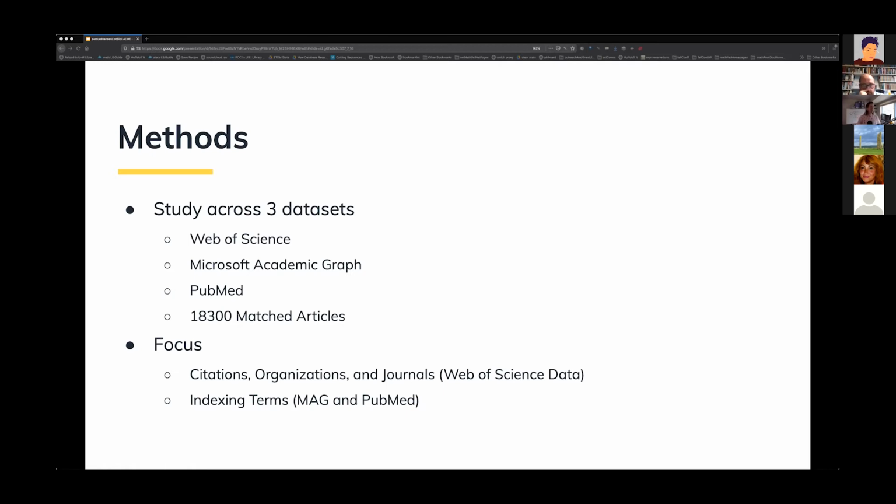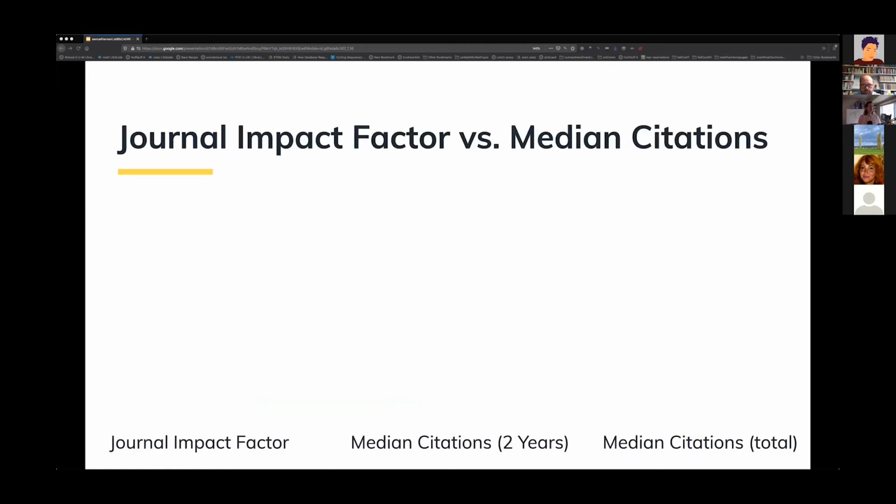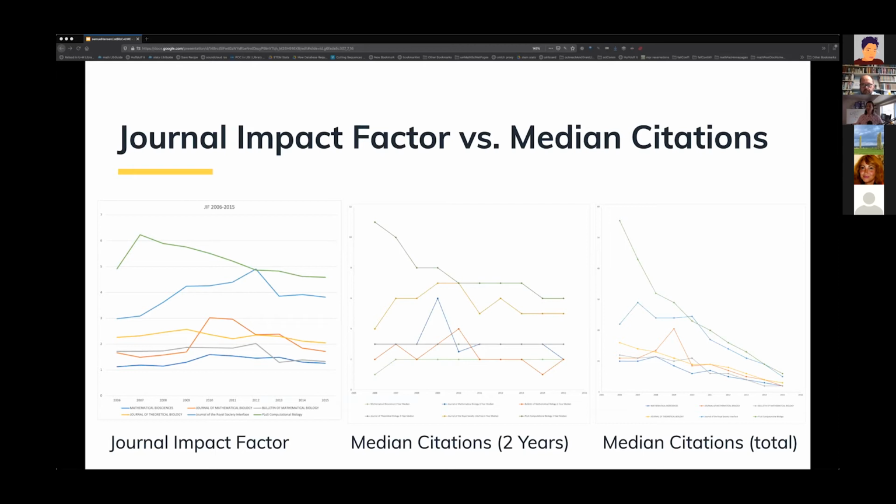We focused on citations, citing organizations, author organizations, and citing journals, as well as indexing terms. We used Web of Science for the former, and for the indexing terms, that's where we used the Academic Graph and PubMed. Now, I'm just going to glance through some of these because you're going to notice something pretty quickly. Journal impact factor, I know it's not a great metric, but it's what a lot of people use. So we wanted to use that and then compare it with median citations, to see the impact that outliers would have. If outliers really impact JIF, then they wouldn't impact median citations as much.